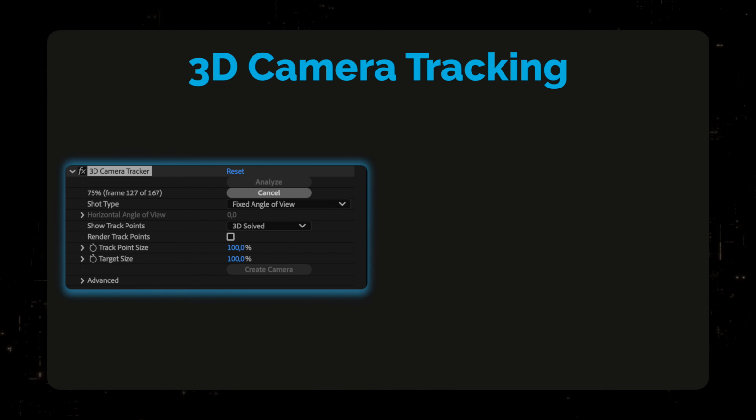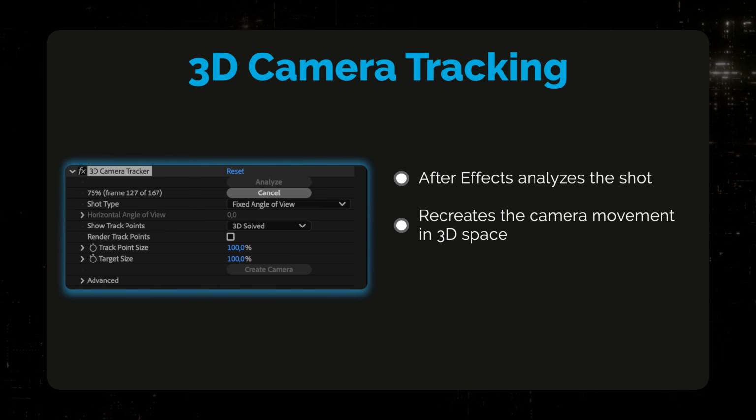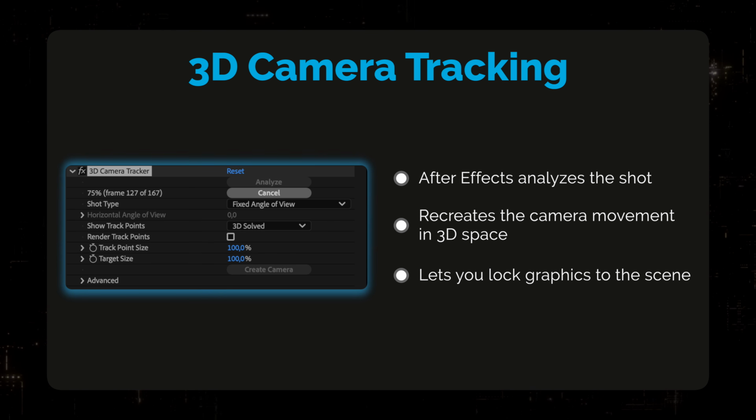Hey everyone, my name is Cameron with Motion Science, and for this example, I'm using a shot of a gymnast in motion. The goal here is to add a motion graphic that feels like it's part of the original scene with the same camera movement and the same perspective. And this is where 3D camera tracking comes in. After Effects can analyze the shot, recreate the camera movement in 3D space, and let you lock in graphics to the scene so that they move with the footage instead of floating on top.